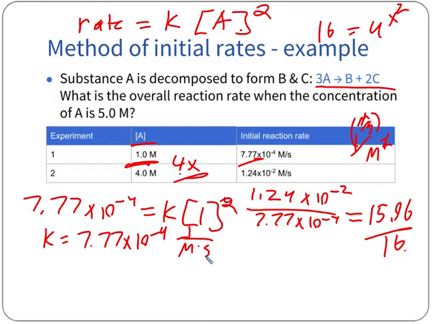And so putting that into our overall equation right in here, we're going to end up getting a rate law of rate is equal to 7.77 times 10 to the negative 4th. That's negative 4th. A squared is going to be our rate law. So now we have the rate law, we can go ahead and solve the problem. The question is, what's the overall reaction rate when the concentration of A is 5.0? Well, now we know the concentration, we can plug it in for A, and we're good.